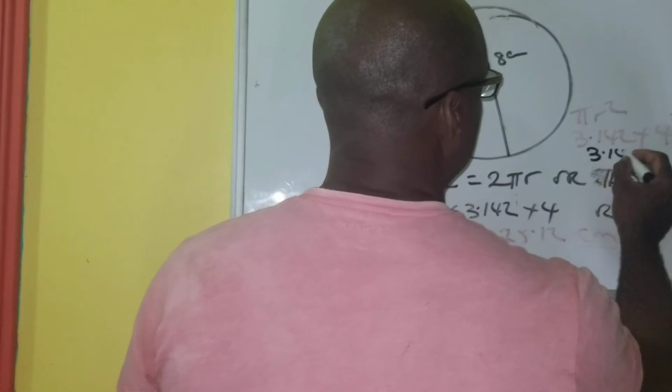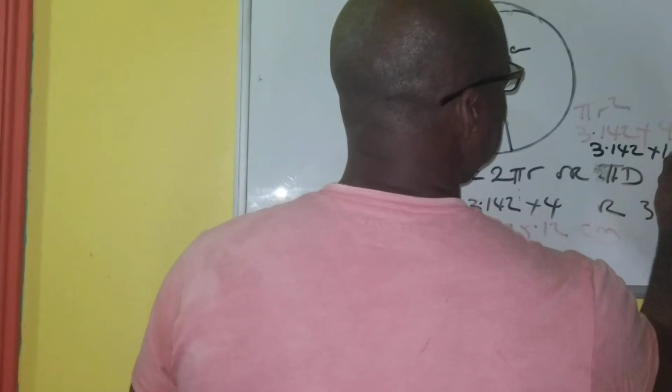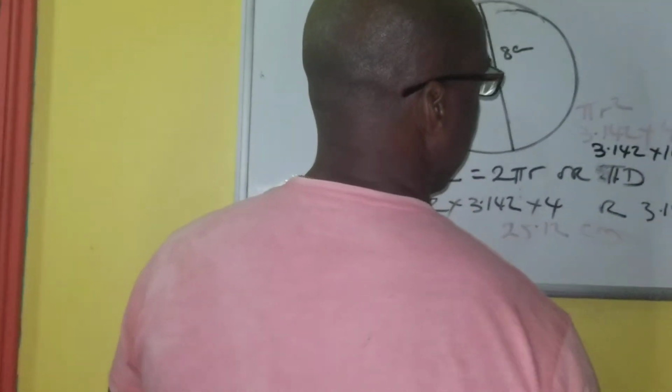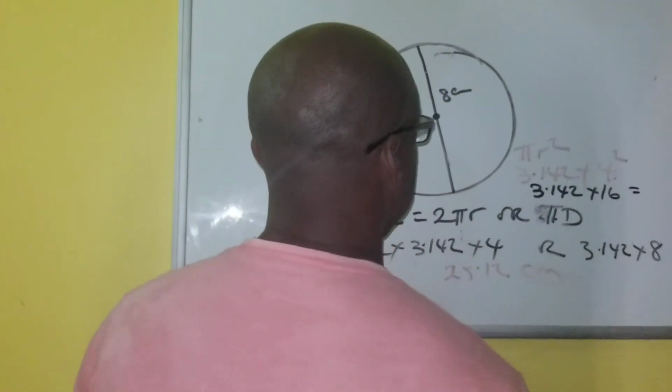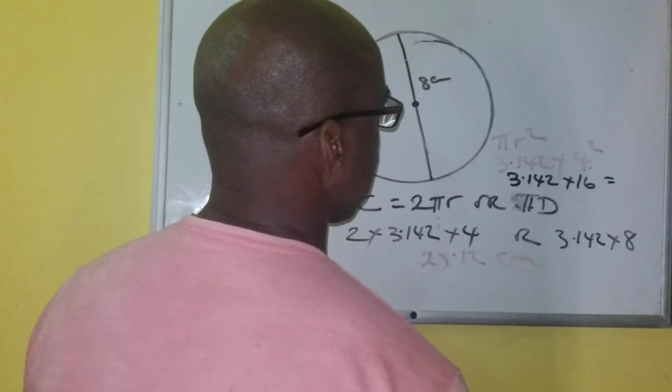So I multiply for me now. It's 3.142 times 16. Because 4 square is 16. What's my answer? What's the answer?